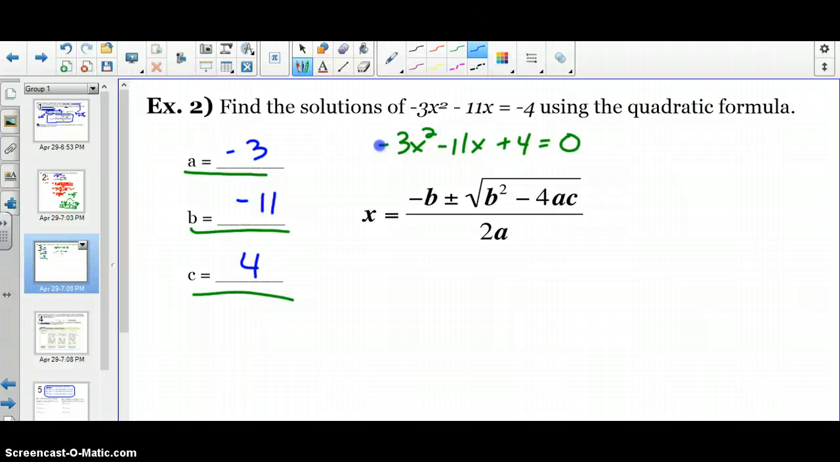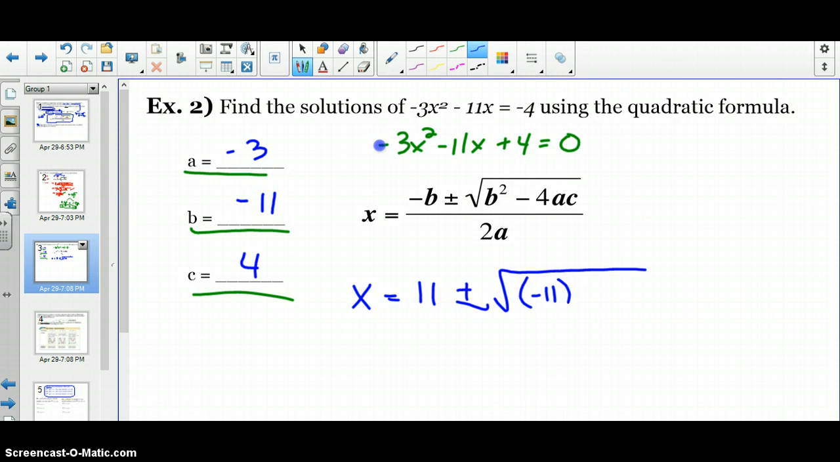So maybe take a minute, stop the video, and try to see if you can plug all of these values for A, B, and C in, and then I'm going to do it and you can check to see if you got it right. So using our formula, x is going to equal negative b, which is negative 11, which will give us positive 11, plus or minus the square root of negative 11 squared minus 4 times negative 3 times 4.